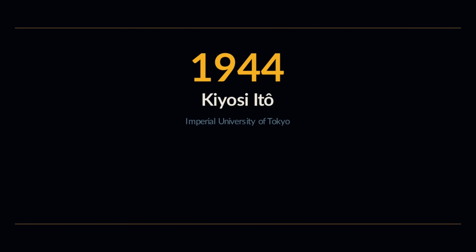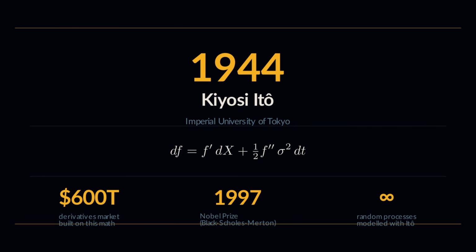Itô published this result in 1944. Merton and Scholes used it to derive Black-Scholes in 1973. The Nobel Prize followed in 1997. Today, $600 trillion in derivatives are priced using models built on this framework. One mathematician, one correction term, one equation that changed the world.